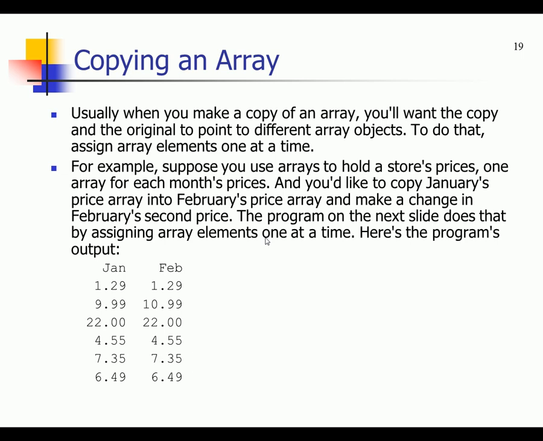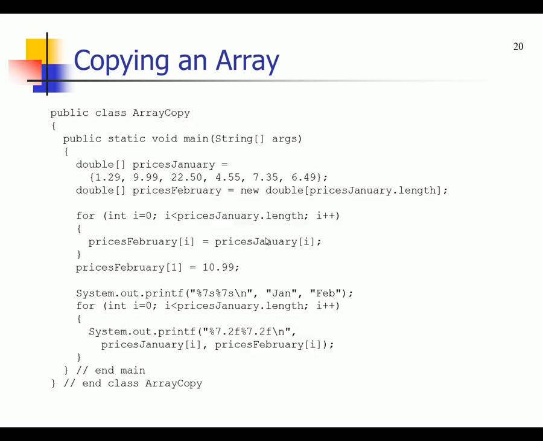Program on the next slide does this. So what we want to do is we have two arrays, one for January, one for February. We want to copy all the prices from January into the prices for February. Make sense? That's really what happens if you've ever done inventory. The next month is always a copy of what you had last month, and you just add or subtract from it. Okay? So let's see how he does it.